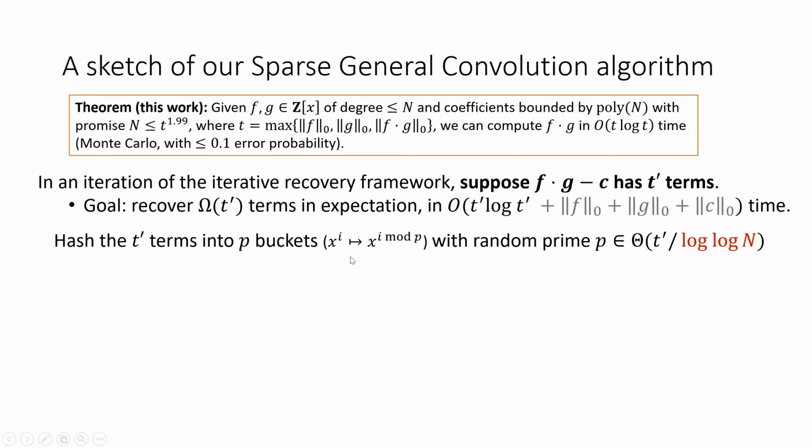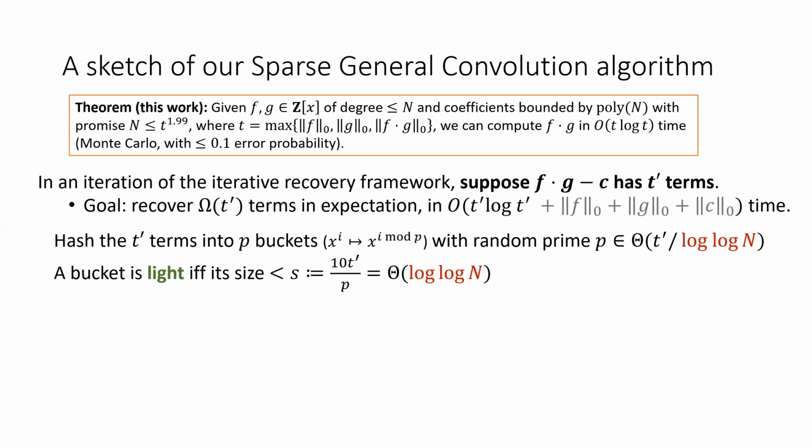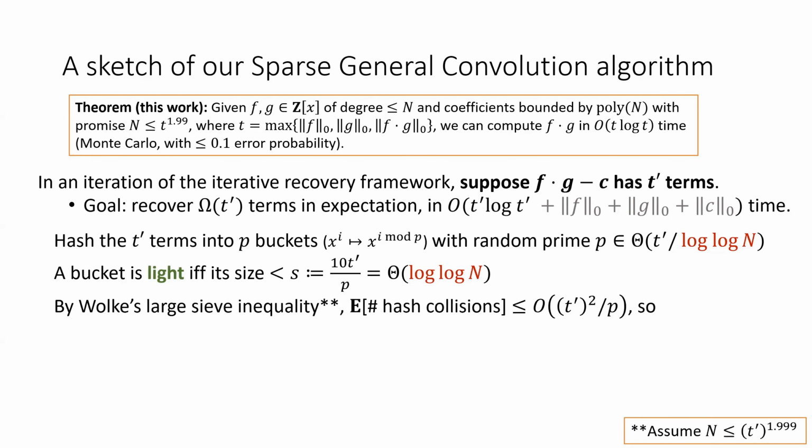Let's use the mod prime hash where the prime p is chosen as in the previous slide, t prime divided by log n. We call a bucket light if its size is smaller than s, where s is defined as 10 times the average bucket size, which is a constant times log n. By the corollary of the large sieve inequality from the previous slide, we get a bound on the expected number of hash collisions, which in turn tells us that in expectation, there are at least 0.9 t prime terms that are hashed into light buckets.